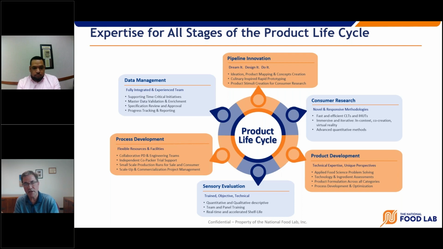On the sensory side, it's fully trained and objective panel, quantitative and qualitative descriptive analysis, and a lot of shelf life testing, looking at when products fail and how they fail and what changes may occur. On process development, we have a full pilot plant out in Lafayette, Colorado. Everything from process development and thermal processes in a retort through to process letters, scale up, co-packer trials, everything that it takes to commercialize a product. And then we also do data management, so specifications, how it all ties together at the end of the day.